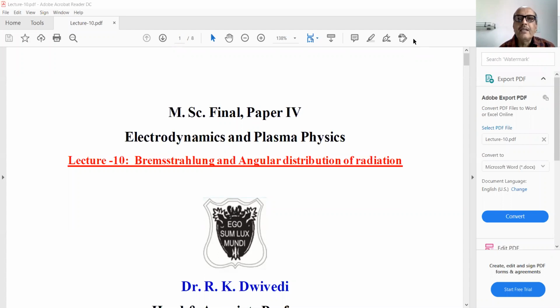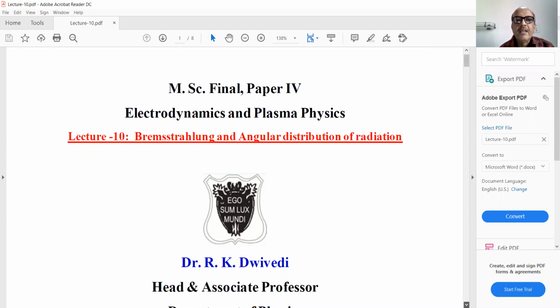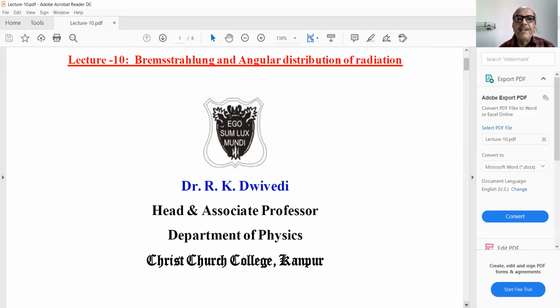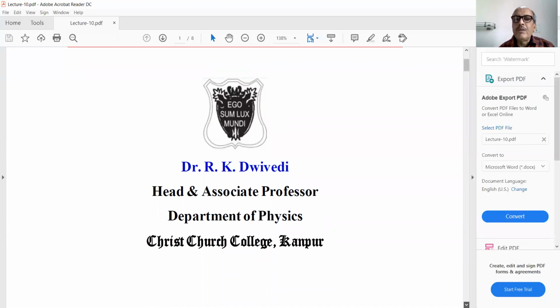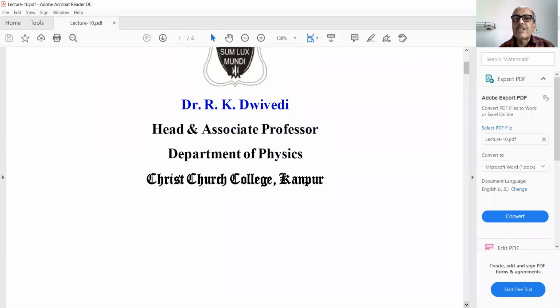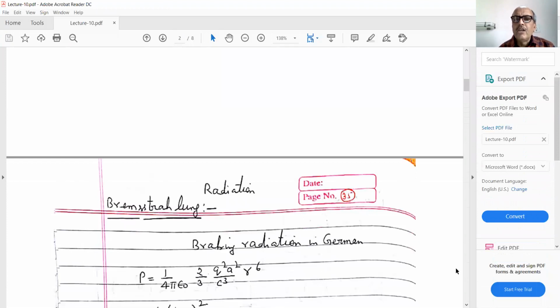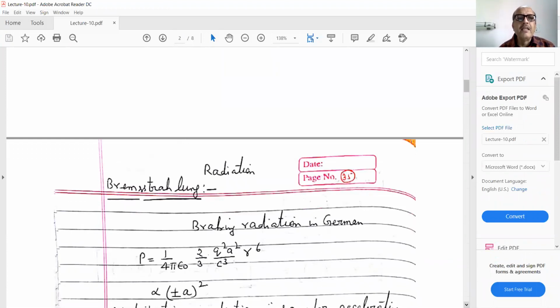So in today's lecture, I will be discussing the Bremsstrahlung radiation and then the angular distribution of radiation. We have already derived Larmor's formula for the power radiated by an accelerated charge, and if it is relativistic, then a gamma to the power 6 term appears extra in Larmor's formula. Otherwise, let us now understand what Bremsstrahlung radiation is.